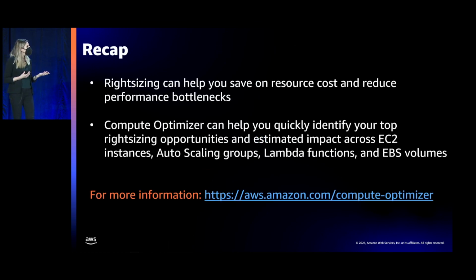So before concluding, just want to recap a couple of main points that, if nothing else, you walk away from this with. So the first is right-sizing can help you save on resource costs and reduce performance bottleneck risk. And 2, Compute Optimizer can help you quickly identify your top right-sizing opportunities and estimated impact across EC2 instances, auto-scaling groups, Lambda functions, and EBS volumes. This is a link to the Compute Optimizer marketing page with more information and redirect links to our user guide and API reference docs, so on and so forth.